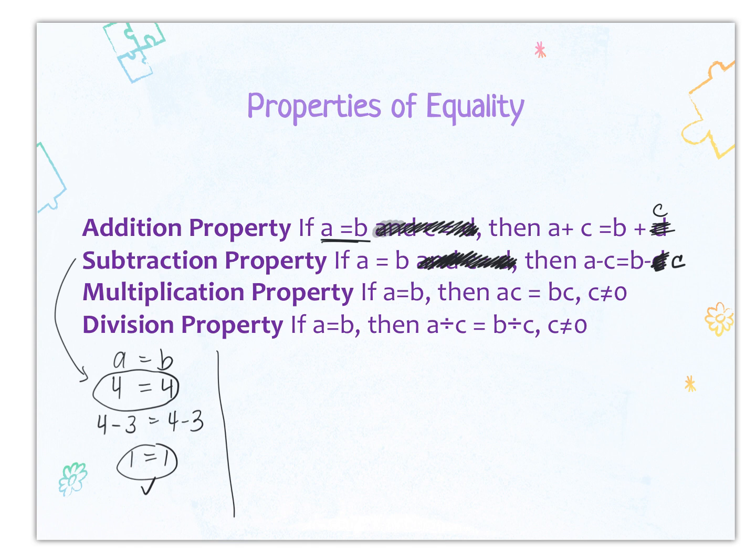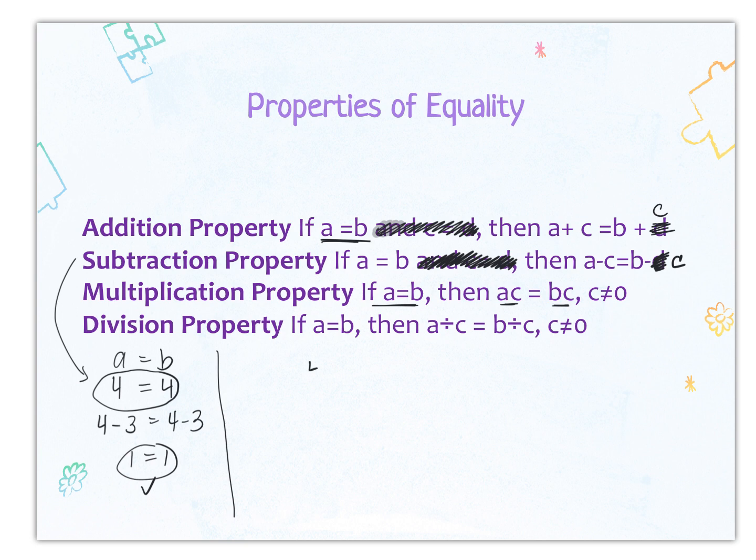So basically, in the multiplication property, again, we're starting out with the fact that A equals B. And it says that if A equals B, then A times C is going to equal B times C. And there's a restriction here that C cannot equal 0. And we'll get into that a little bit more in the future. But right now, let's just kind of talk about that.